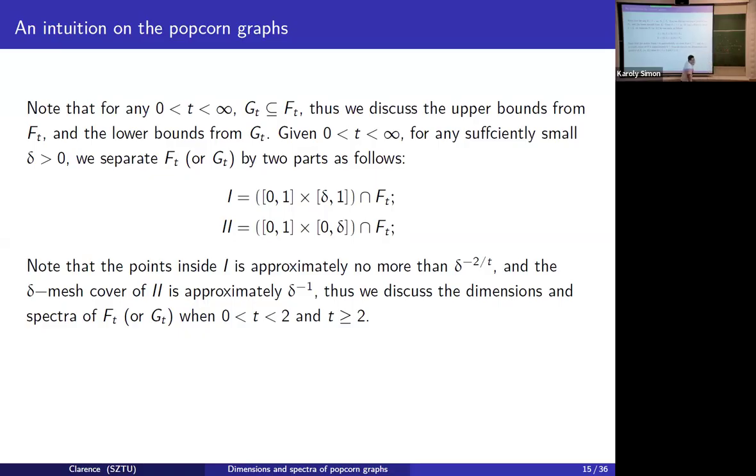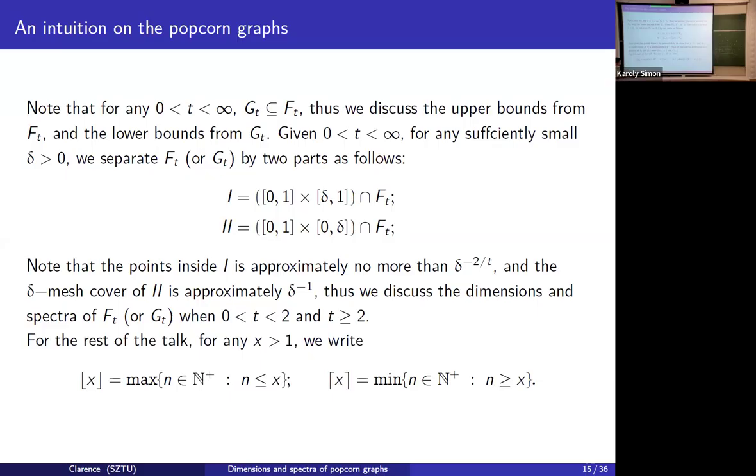However, as for region 2, we consider the natural delta mesh, the cubes with side length delta, to do a tiling of this. So, as the natural intuition, if we consider the covering of the popcorn graph, we compute the points in region 1, the top part, and then we consider the delta mesh on the bottom like this.